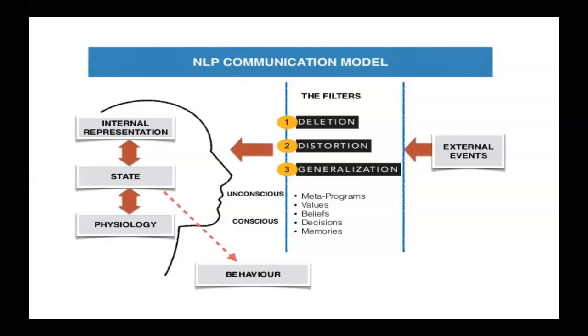Now, looking at the model, there are a few other filters that come into play. So our language filters, words like success, will mean different things to different people. The meta programs, the things we say to ourselves, the words we use. Now, success in a workplace may mean leaving at 4:30 to go home to their family, but to someone else it may mean earning more money.